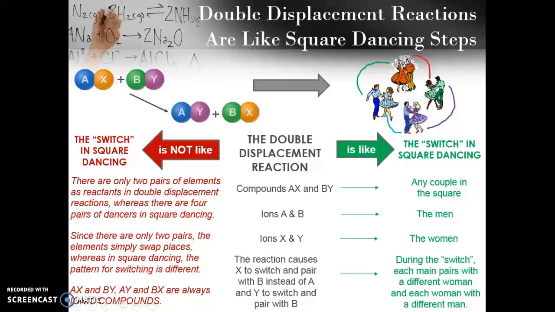It's kind of like if you imagine square dancing. So these two are dancing and these two are dancing and then they switch partners. This guy ends up dancing with this girl, and this girl ends up dancing with this guy. So compounds AX and BY are like any couple in the square. A and B are the men or the metals, X and Y are the women or the non-metals, and during the switch, the two metals will switch places, or the two non-metals will switch places, and everybody will end up with a different partner.